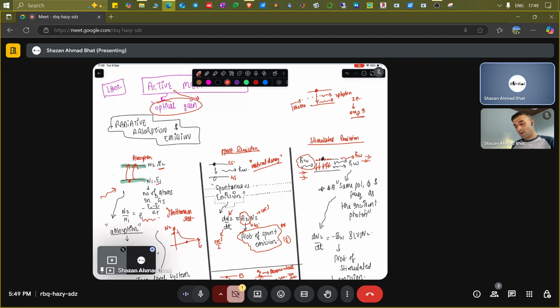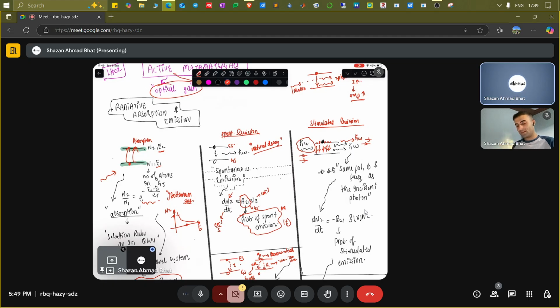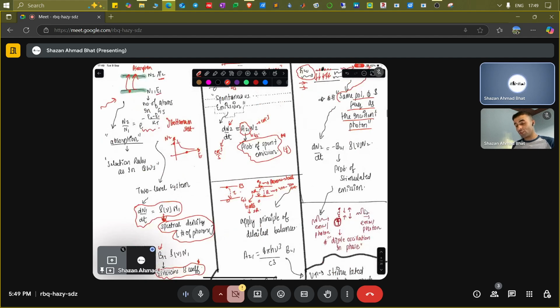And now how do you want to sustain it? You want to put this entire thing inside a certain system which can sustain this effect of stimulated emission. That is what you do: you put this inside a cavity. And that is what I'm telling you, that the emitted photons have the same polarization, the same phase, and the same frequency as the incident photon. That is the essential part of it.